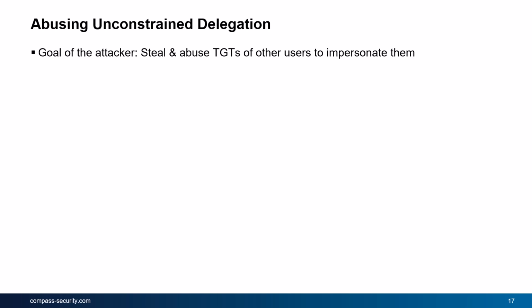Now, how can unconstrained delegation actually be abused? So what are the steps necessary from an attacker's point of view? What we want to achieve essentially as an attacker is to steal and abuse the ticket granting tickets, the copies of the ticket granting tickets of other users when they connect to the system that is configured for unconstrained delegation. And with the TGTs, we will then be able to request service tickets for any other resource in the domain, because this is the way unconstrained delegation is implemented.